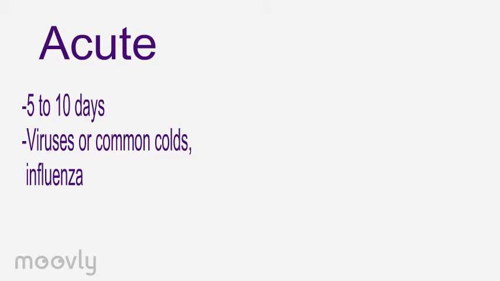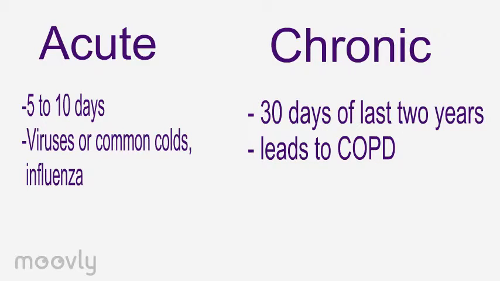Acute bronchitis is a common illness that causes an infection in the upper respiratory tract. The infection causes a cough that lasts more than 5 to 10 days. It is usually caused by a virus, such as a cold or flu. Chronic bronchitis is distinguished by having a chronic cough for 3 months of the last 2 years, and if it continues, develops into COPD, chronic obstructive pulmonary disease.